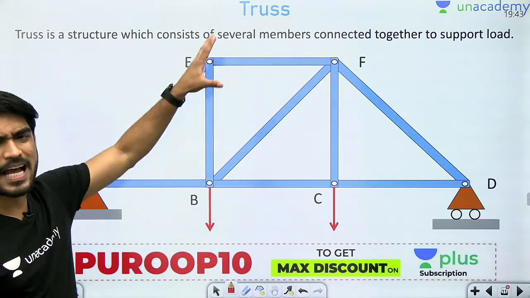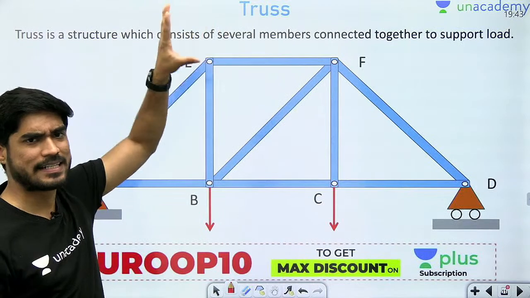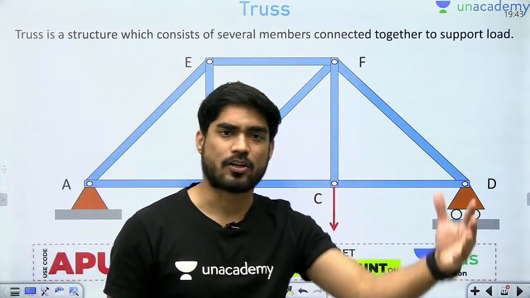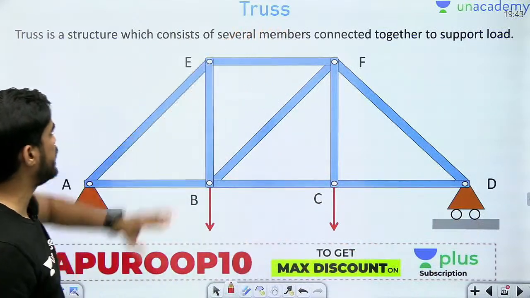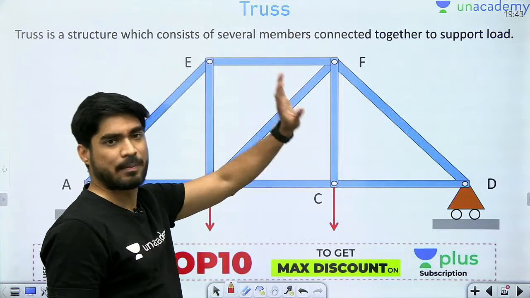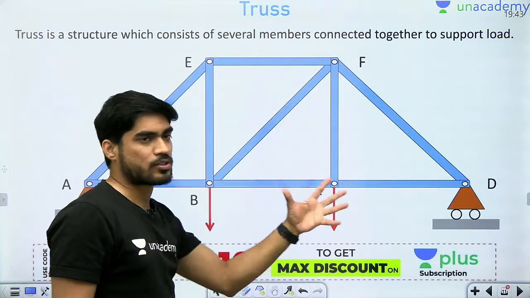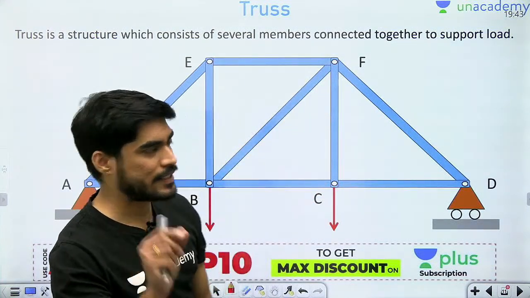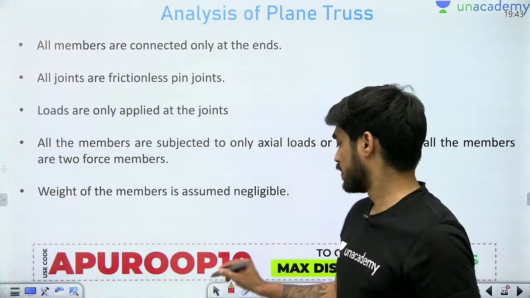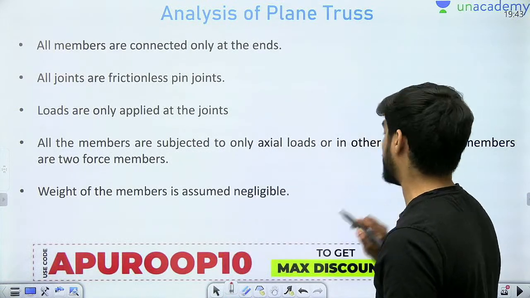तो सबसे पहले मैं याद दिला दूं, we have already completed truss, analysis of truss by method of joints, by method of sections. What are trusses? Trusses are structures which consist of several members connected together in order to support heavy load. Now in the analysis of plane trusses, these are the important points. What do you need to understand about truss?